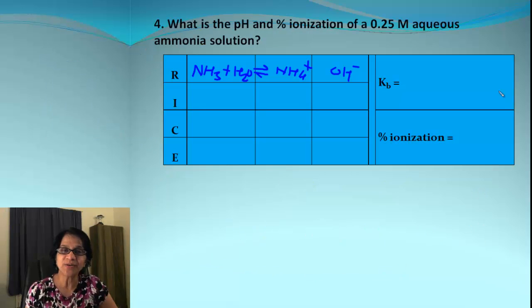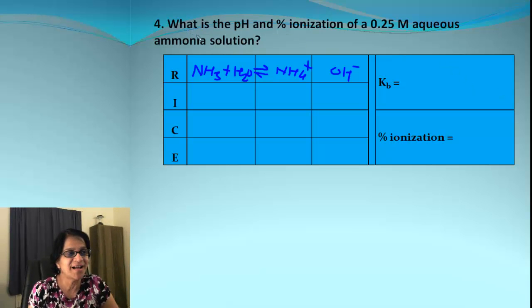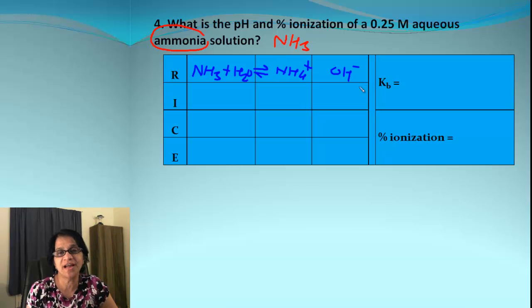Alright, let's do some calculations with weak bases now. This is ammonia, and ammonia is NH3. When we write the ammonia hydrolysis, keep in mind we have to add H2O as one of the reactants, and it's going to give rise to hydroxide ions.